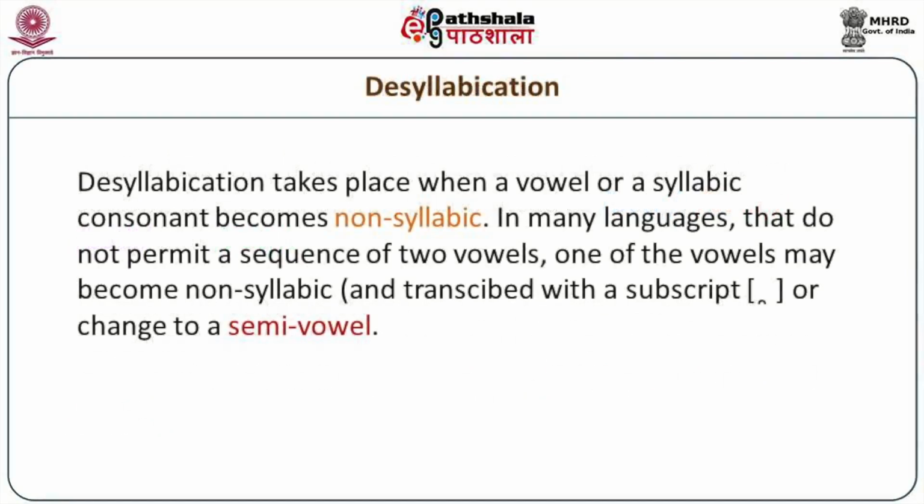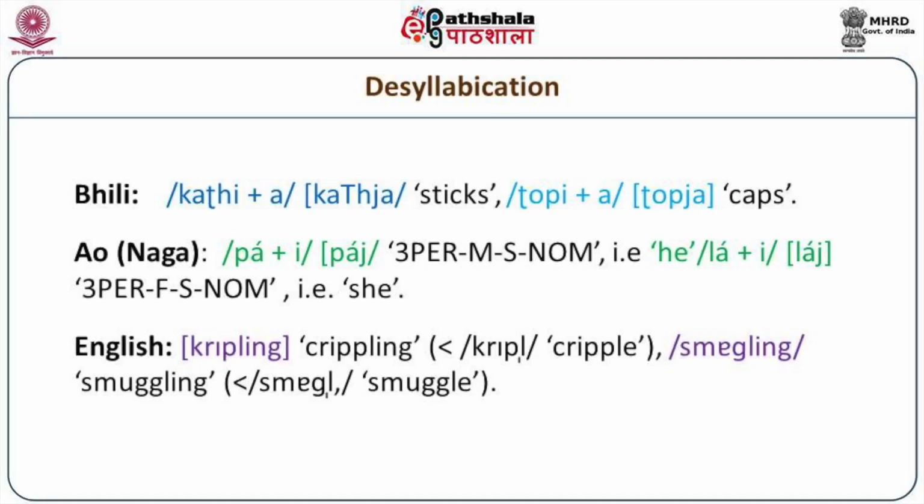The opposite of syllabication is desyllabification. As you can see, what it means is that when a syllabic sound is desyllabified, a vowel becomes a semi-vowel typically, or some such change takes place. We have the data to illustrate desyllabification. Some examples are given here, for example, of the languages Bhili and Ao.